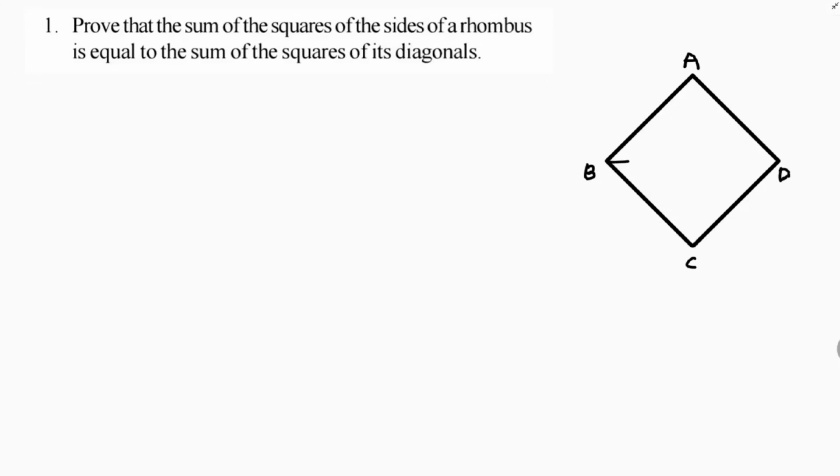Rhombus properties: all the sides are equal, and the diagonals are perpendicular to each other. So let the diagonals intersect at O. Here I need to prove the sum of the squares of the sides. All the sides are equal.